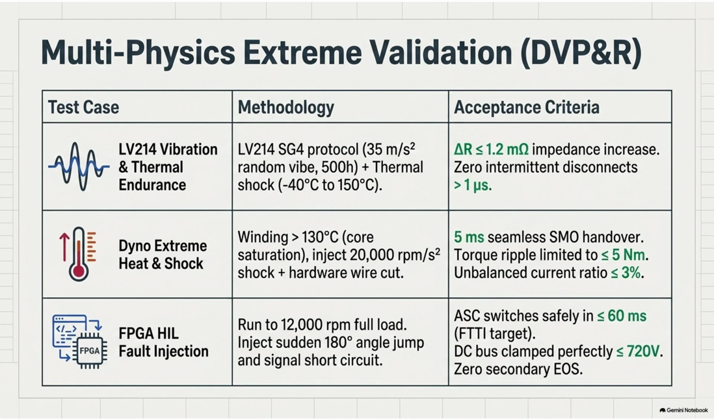But how do you physically validate the software? How do you prove that the 60 millisecond Dewar checker reaction time and mathematical MRAS observer actually work in the real world? For that, they use hardware-on-the-loop, or HIL, testing. That's HIL testing. Yeah, they mount the physical motor on a massive dynamometer.